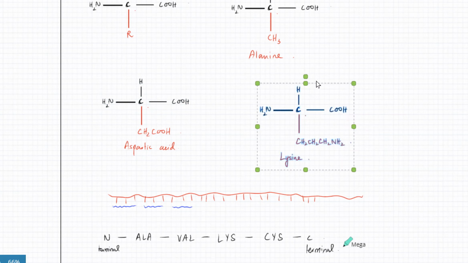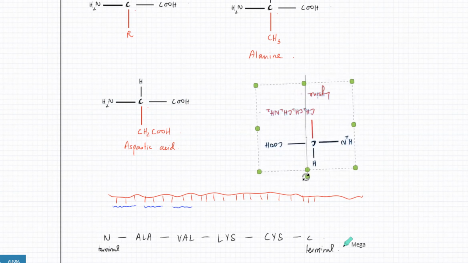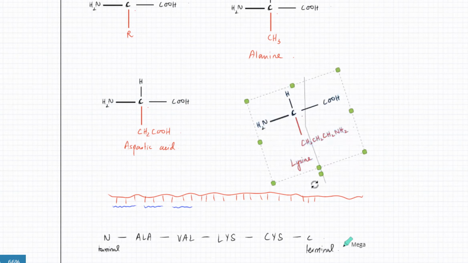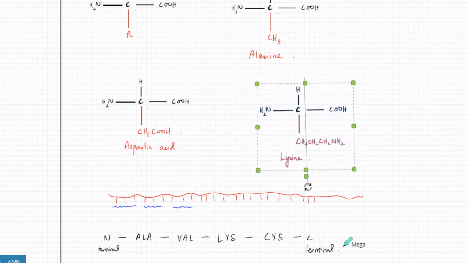Now, there are two ways of putting this. I can rotate it, and the carboxylic acid could be on the left and the NH2 on the right. But following convention, you always keep the N on the left side and the carboxylic acid on the right side. Is this point clear?